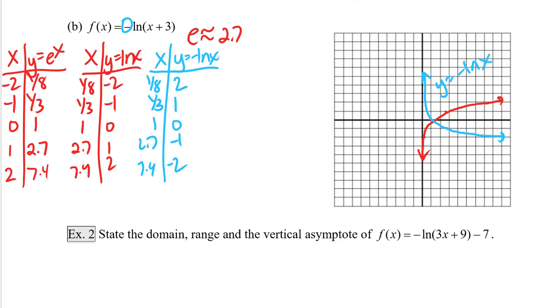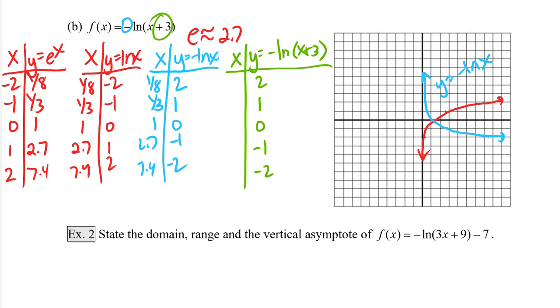And then finally, we're going to take into account the +3. Well, the +3 inside the function means we're going to shift every point to the left by 3 units. So if I make a table for this, I have y equals negative natural log of x plus 3. So my y values are going to stay the same, but I'm going to subtract 3 from all of my x values. So this becomes -2 and 7/8. This becomes -2 and 2/3. This becomes -2. This becomes -0.3, and this becomes -4.4. So I'm just going to plot those points.